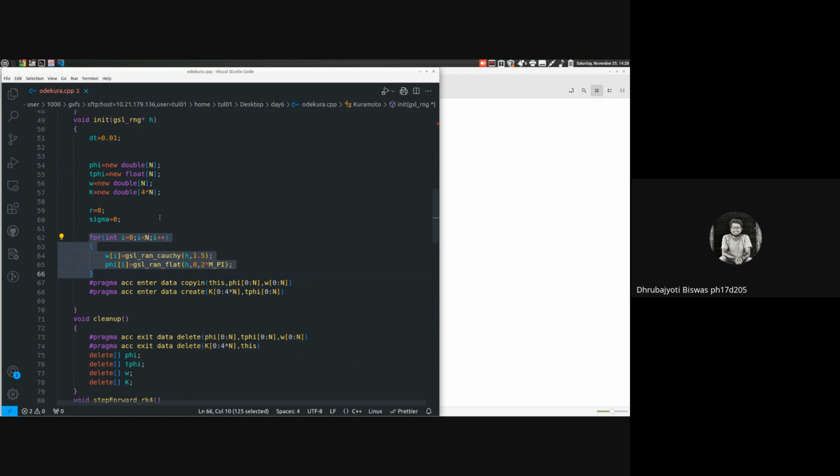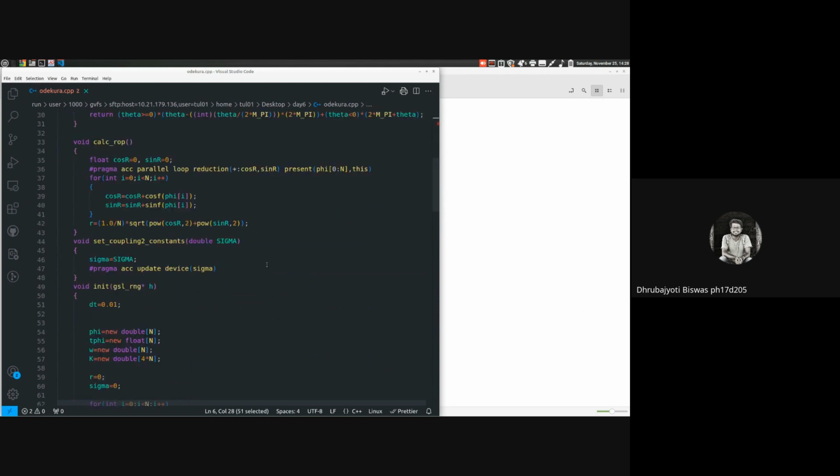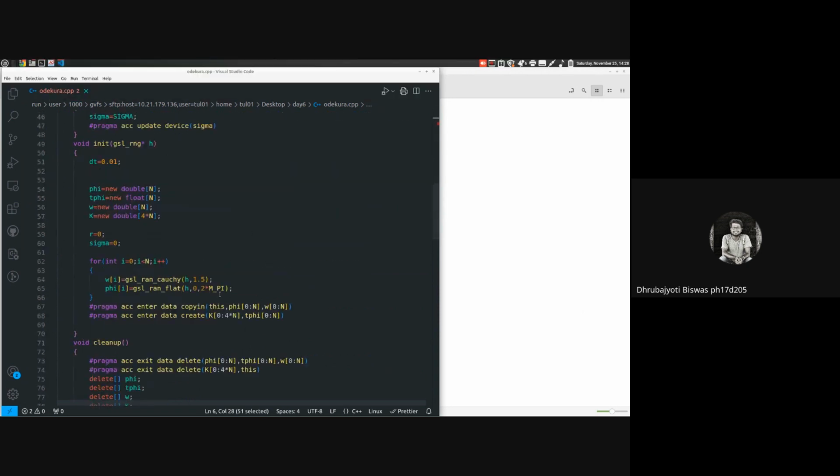You might ask me why I am doing this on the CPU. That is because the functions, at least which I have used, GSL ran Cauchy, GSL ran flat, these are actually from a library called GSL. This library is not compiled for the GPU. You are writing a GPU code, but this is a pre-built library which I am using. Therefore, these functions are not actually compiled for the GPU.